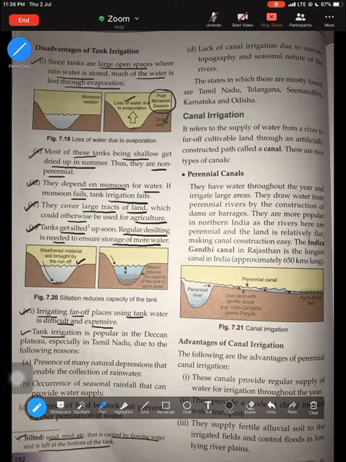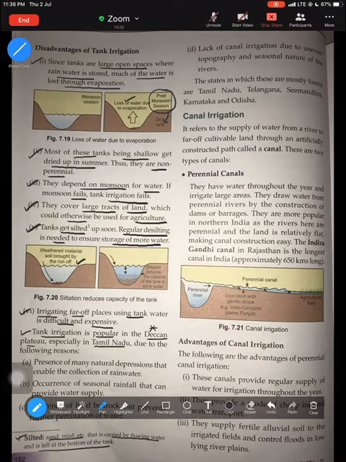Tank irrigation is very popular in the peninsular region, that is the Deccan Plateau region, especially states like Tamil Nadu, Andhra Pradesh. These are two states where tank irrigation is very popular. That is, if you have to talk about region, it's the Deccan Plateau region. If you have to talk about states, it's Tamil Nadu, Andhra Pradesh.